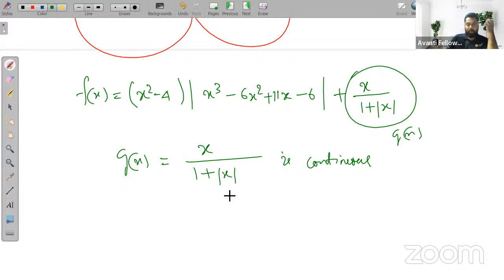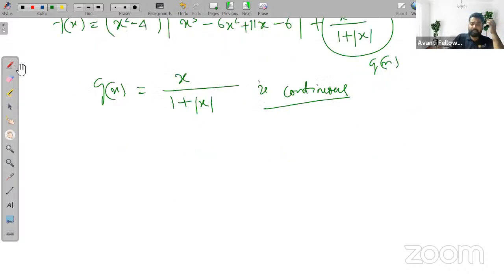So that's why this function is also continuous, because mod x is always positive. That's why the denominator is always positive. It can't be 0. If it is 0, then it will not be defined. But it can't be 0. So that's why this function is continuous.